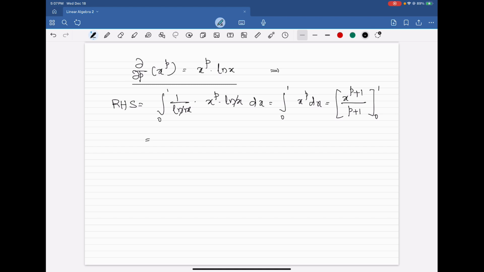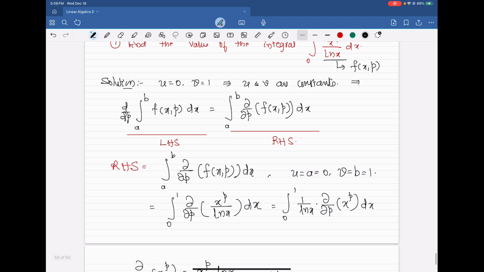One to the power of p plus 1 by p plus 1 minus 0 to the power of p plus 1 by p plus 1. That is equal to 1 by p plus 1. Do you agree? Right hand side is equal to 1 by p plus 1. And what is the left hand side?